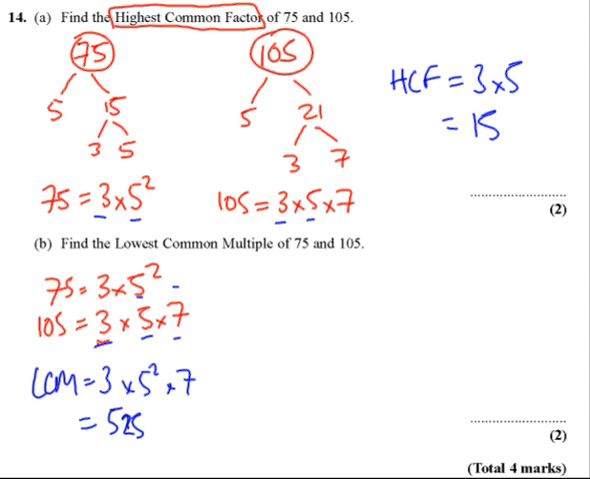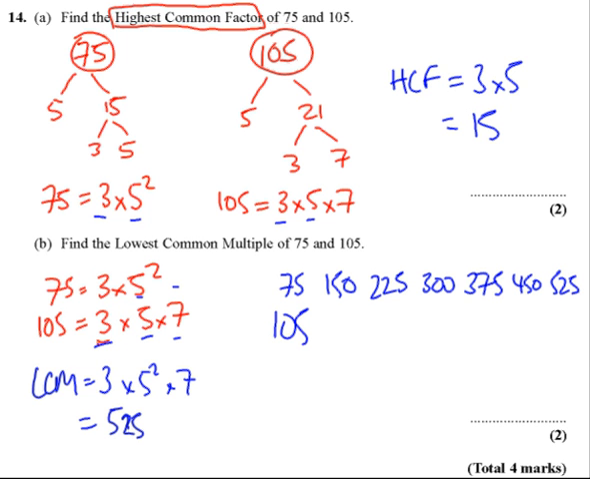Okay, and then the other way of doing it is actually just as valid in GCSE. I was surprised at this, but it's true. You can just write out your 75 times tables. Obviously, I know where it's going to stop because I've just worked out what the right answer is. And you write out your 105 times tables, and you see what the smallest number is, i.e. the smallest common multiple in both the times tables. It's 525. Either method gets you the mark.